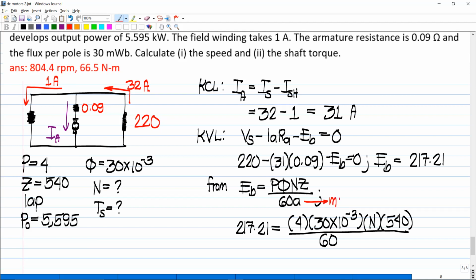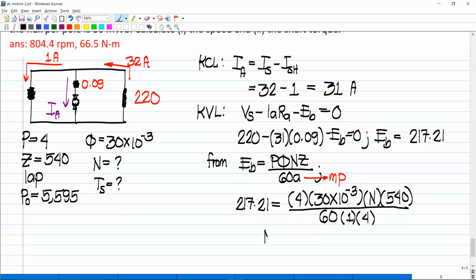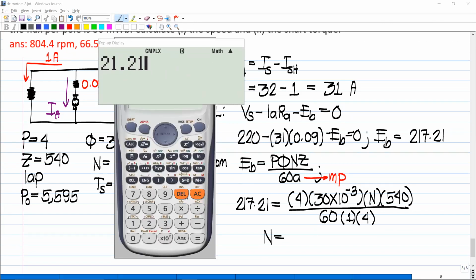Take note, what will we use for A? We will use the multiplier times P since our machine is lap wound. Nothing was mentioned about the multiplier, so we assume 1. And then the number of poles is 4, and this will be our speed. So 217.21. Everything on the bottom right we cross multiply, so times 60 over 4, and then divide by everything beside letter N: 4 times 30 milli times 540.